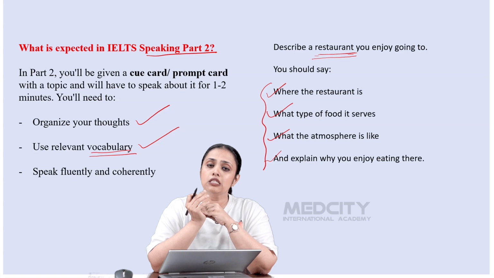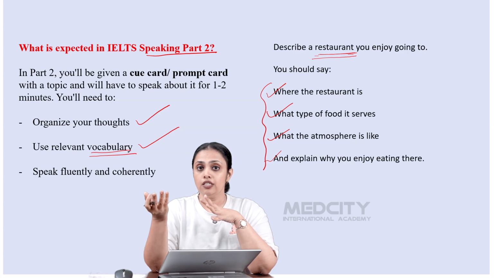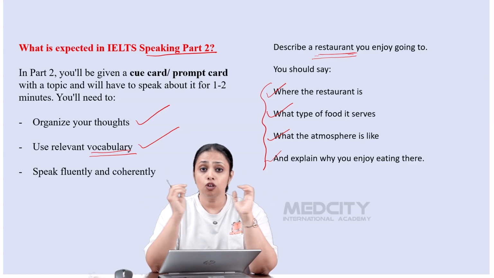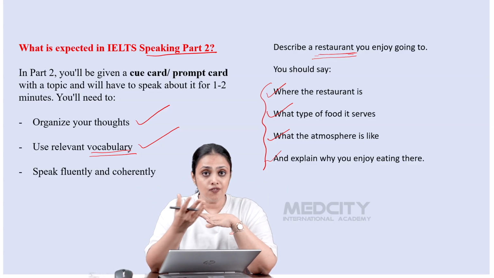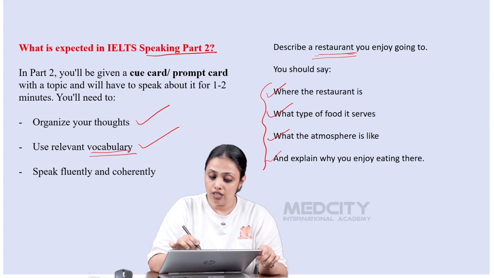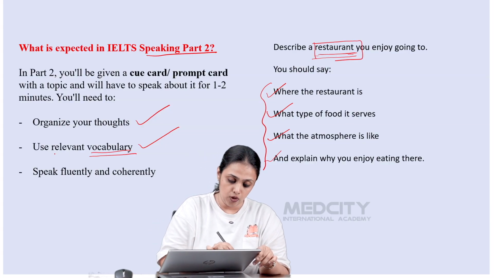Maybe you can use words like cuisine, culinary, delicacies. Then you can talk about the restaurant's ambience, cozy atmosphere. Then the service, top-notch service. So make sure that you use words related to the topic. That is very, very important.